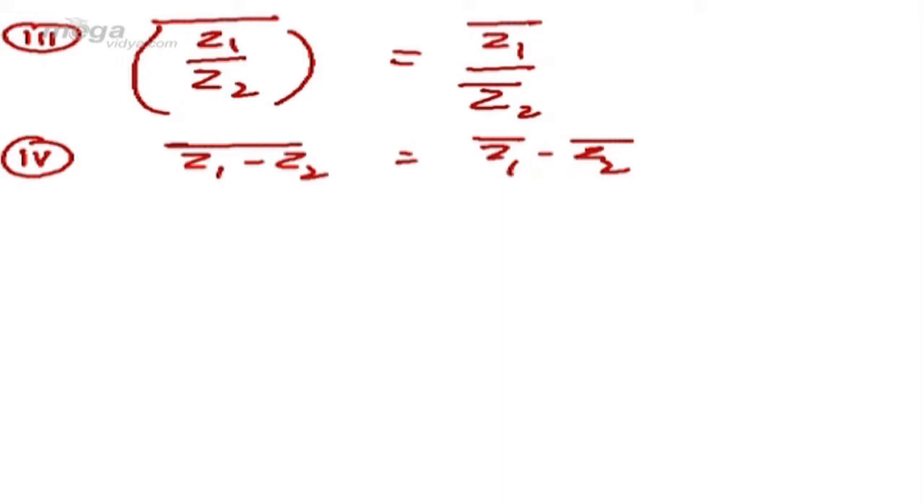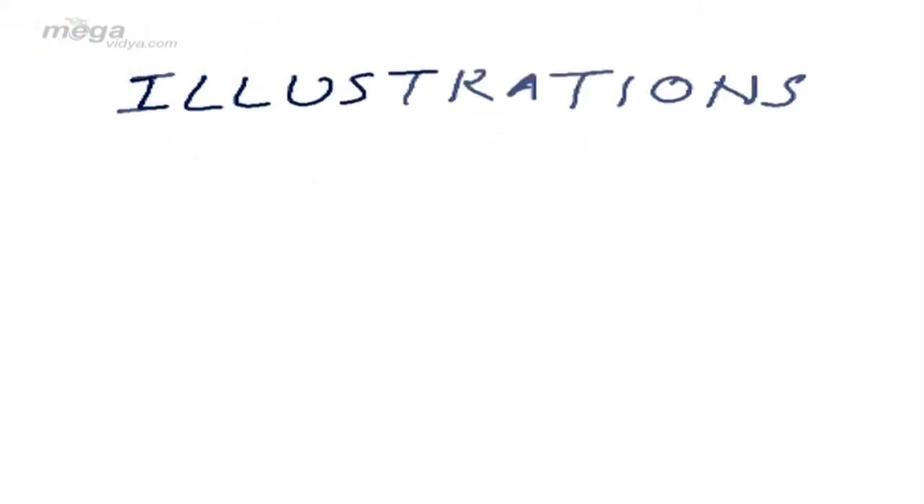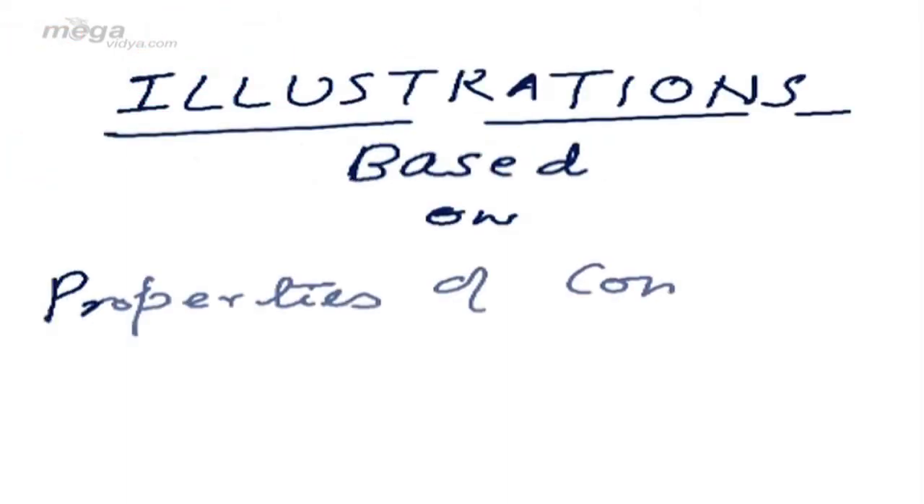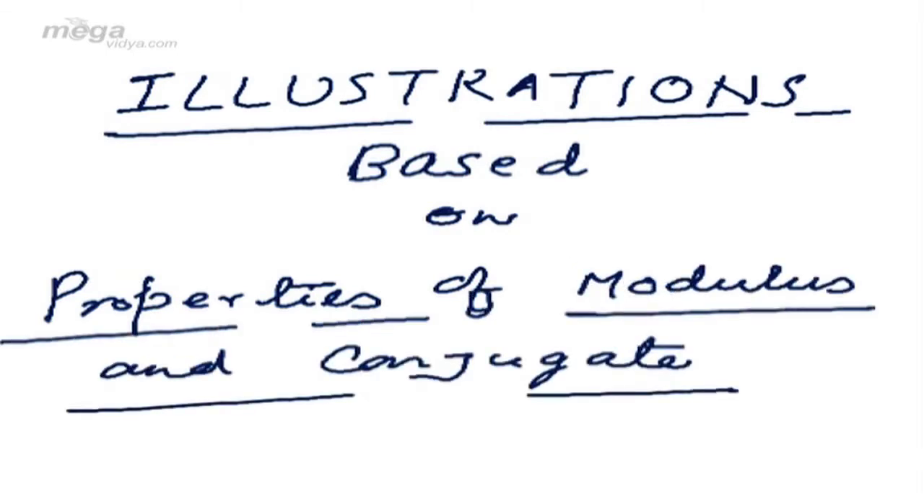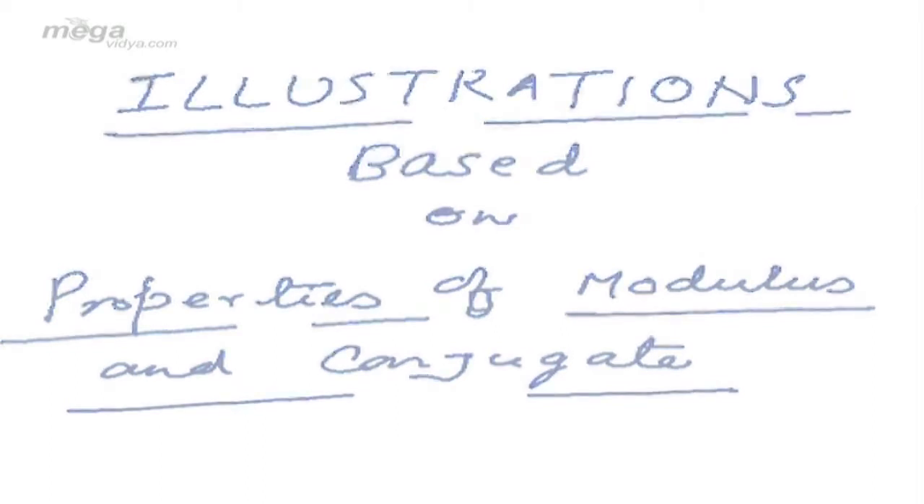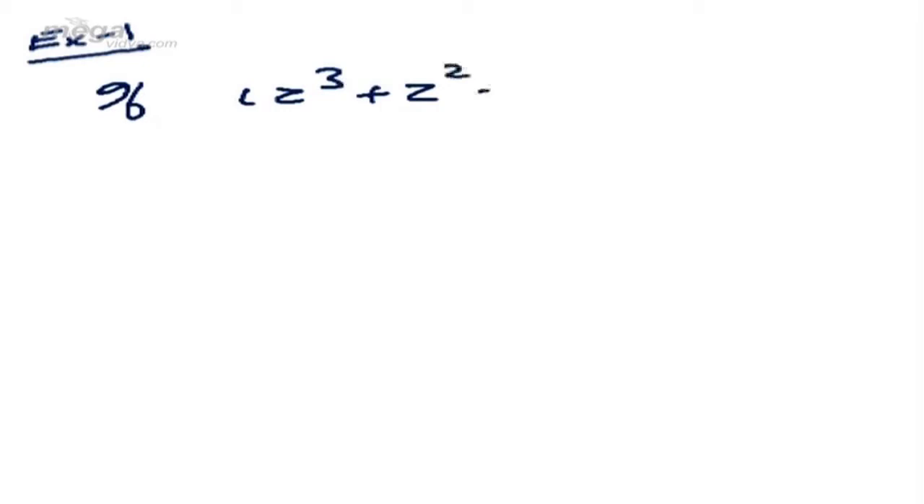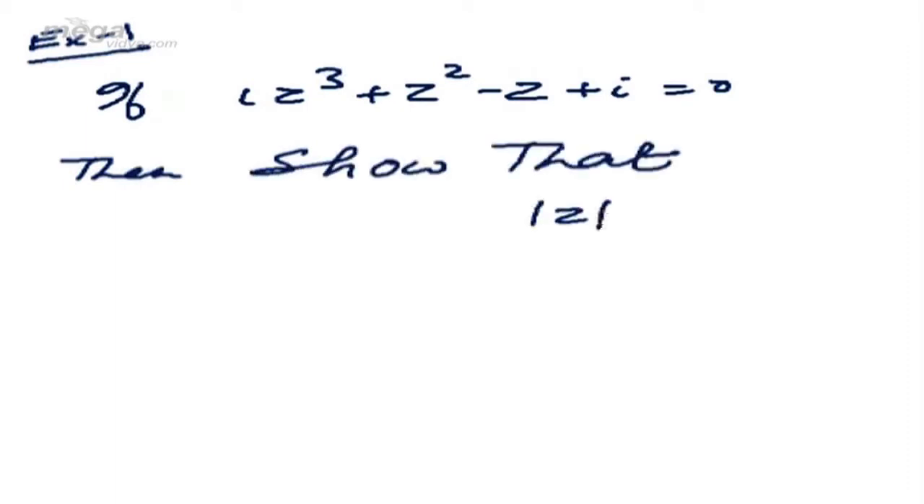Now we will do some illustrations based on these two properties. Illustrations based on properties of modulus and conjugate. Now let us come to the first example, that is if iz cube plus z square minus z plus i is equal to 0, then show that mod of z is equal to 1. Now look at the solution.